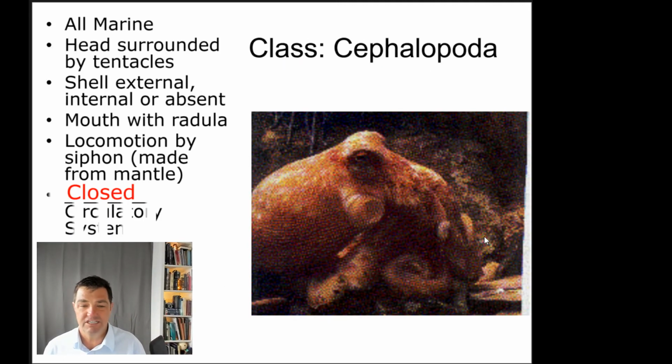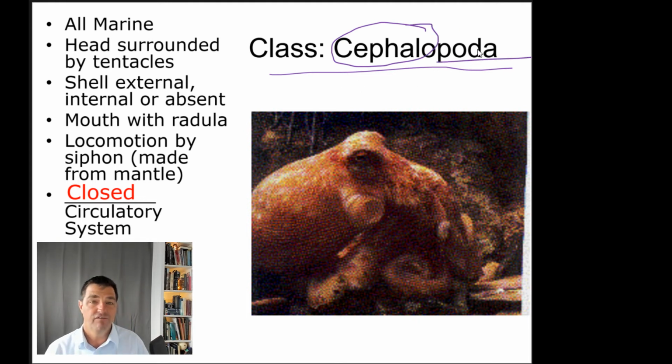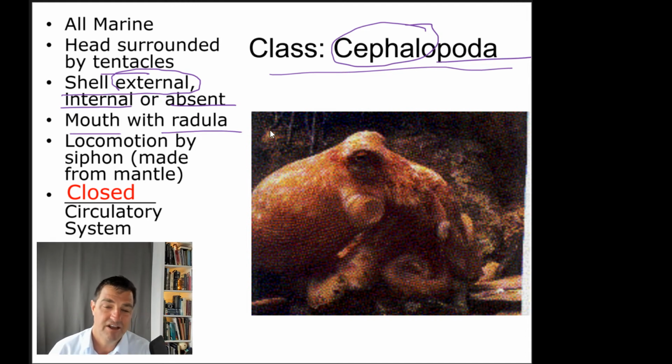The next group is the Cephalopoda. In the class Cephalopoda, the term cephala means head. We've seen that before. Poda means foot. So these are the head-foot animals. They're all marine. They have a head surrounded by tentacles. They have a shell that's either external, like you see in the chambered nautilus, or an internal shell, or it's absent altogether. They have a mouth with a radula on it that they use for hunting.